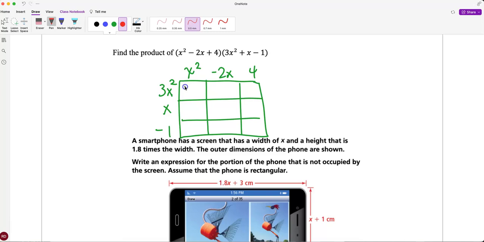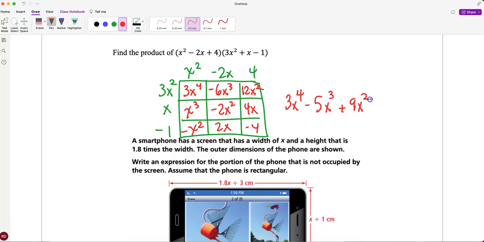3x squared times x squared is 3x to the 4th, negative 6x cubed, 12x squared, and then x cubed, minus 2x squared, 4x, minus x squared, 2x, minus 4. So this is 3x to the 4th. Combine the cube terms and you get minus 5x cubed. Combine the squared terms and you get 9x squared plus 6x minus 4.